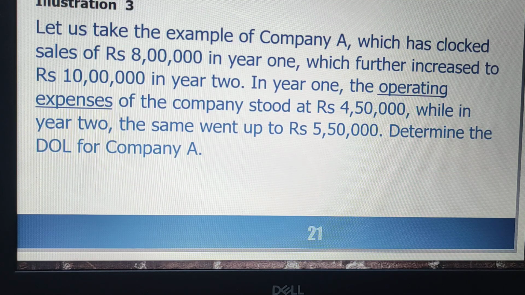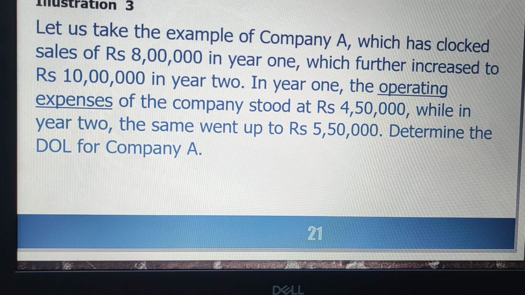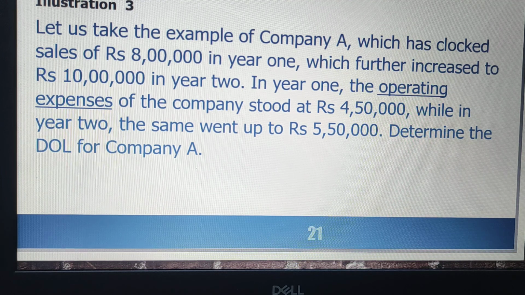Now take one more example. Let us take the example of company A, which has clocked sales of 8 lakh in a year, which further increased to 10 lakh in 2 years. In year 1, the operating expense of the company is 4 lakh 50,000, while in year 2 it went up to 5 lakh 50,000. Determine the DOL, that is degree of operating leverage, for company A.